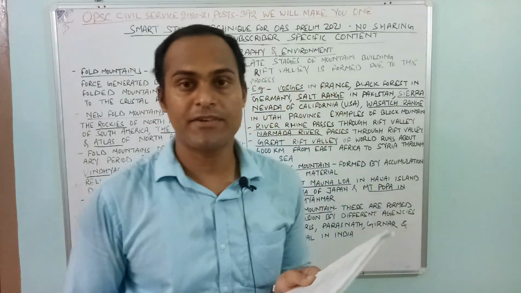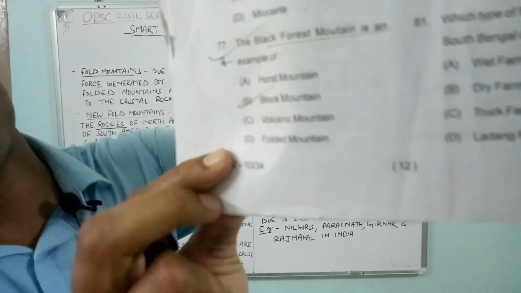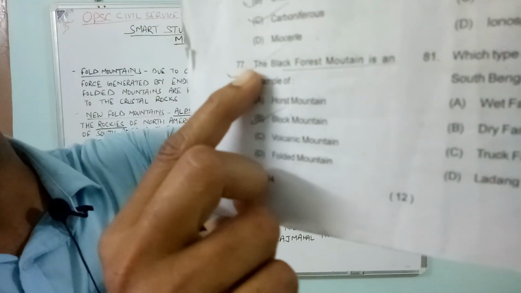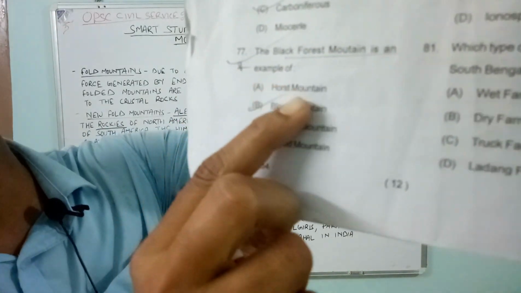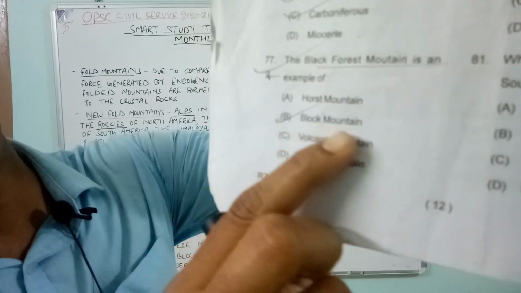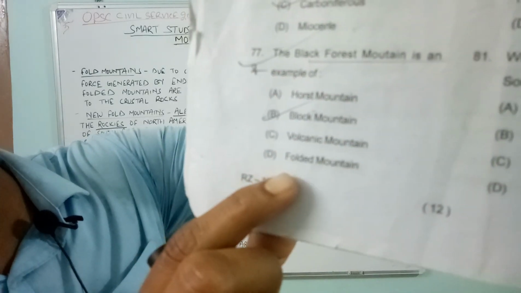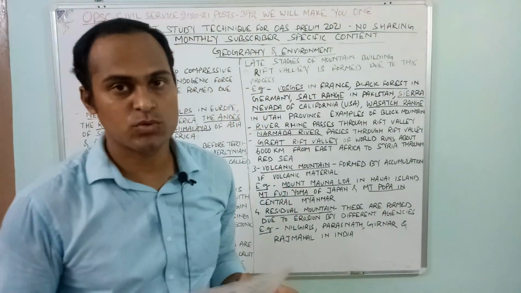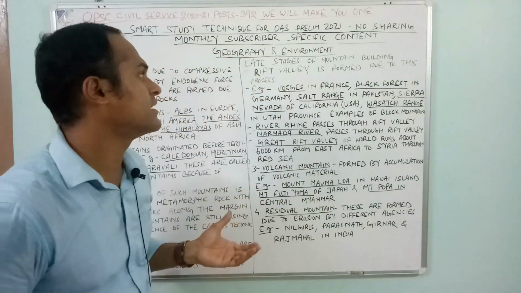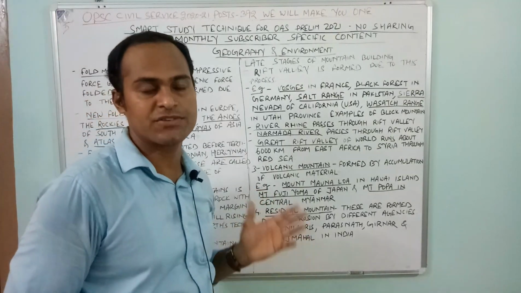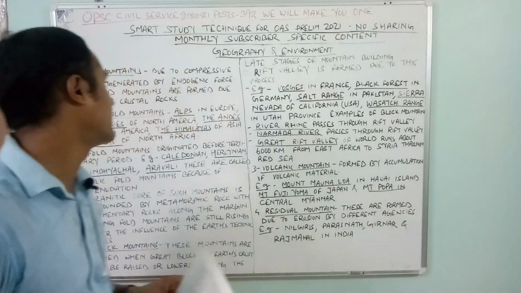Friends, continuing our geography discussion, there was a question in 2019: The Black Forest Mountain is an example of Horse Mountain, Block Mountain, Volcanic Mountain, or Folded Mountain. This was the question. So this is a very important discussion we are going to do for the geography part.